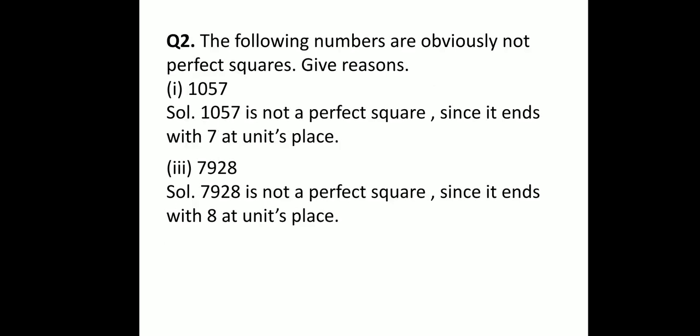Coming to the next question. The following numbers are obviously not perfect squares. Give reasons. In this question, we are supposed to find out the reason why the given numbers are not perfect squares. Students, we have learnt that a number having 2, 3, 7 or 8 at its unit place is never a square number, so we will use this concept, and we will write directly that 1057 is not a perfect square since it ends with 7 at units place. 7928 is again not a perfect square since it ends with 8 at units place.